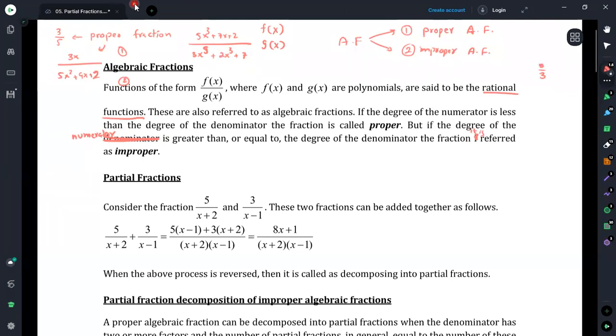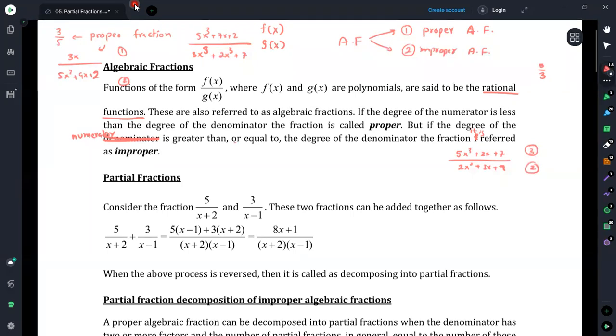But for polynomials, rather than saying the amount in the numerator and the amount in the denominator, here we are comparing the degrees of the polynomials in the numerator and the denominator. Suppose you have 5x cubed plus 2x plus 7 over 2x squared plus 3x plus 9. Here the degree of the numerator is 3 and the degree of the denominator is 2. The degree of the numerator is greater than the degree of the denominator. Therefore, this type of fraction is called an improper fraction.